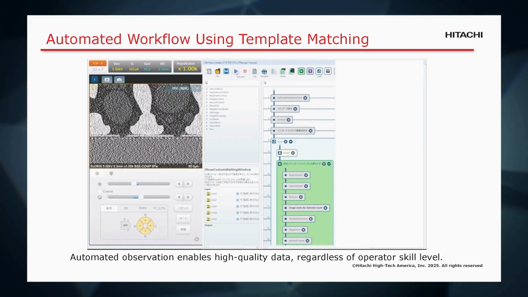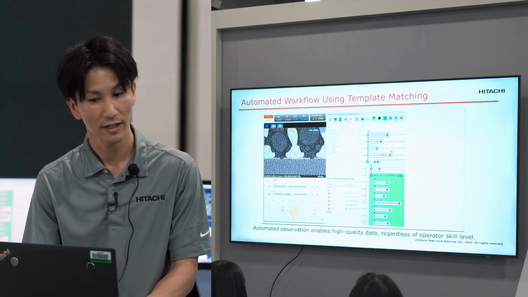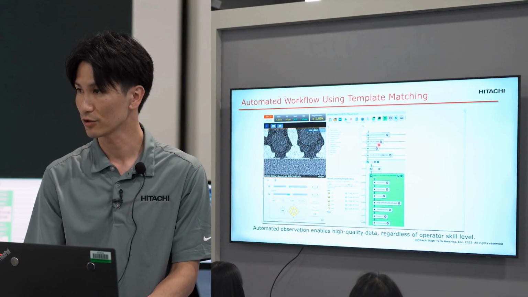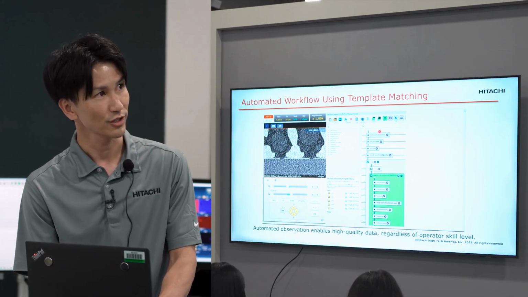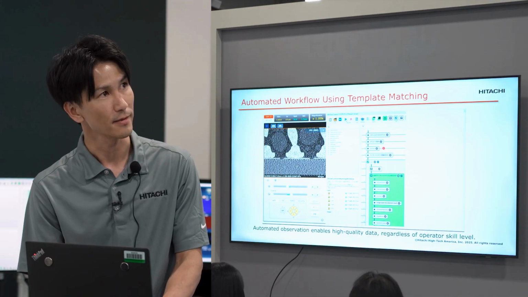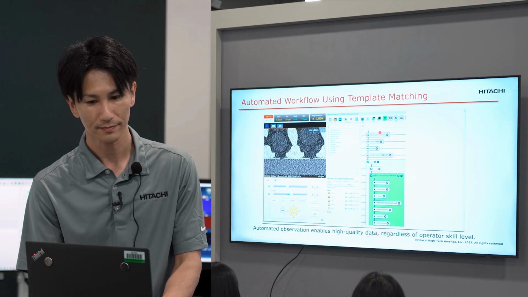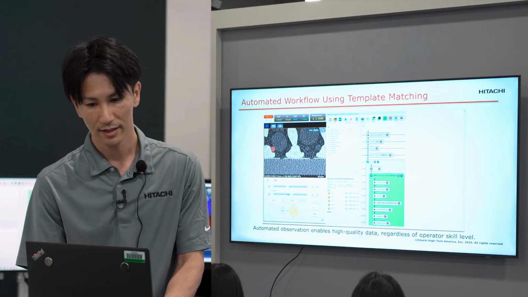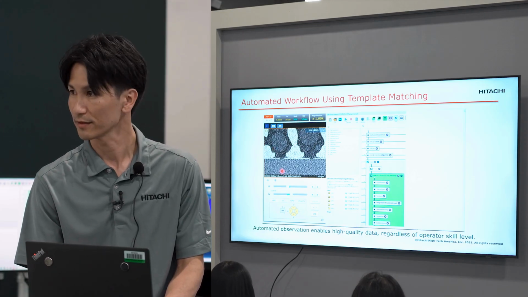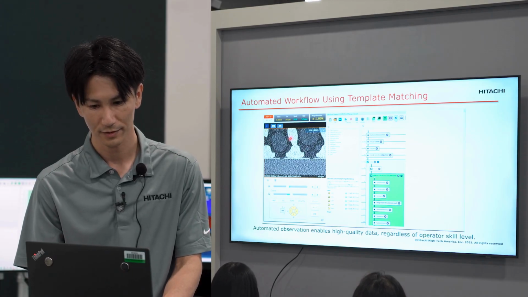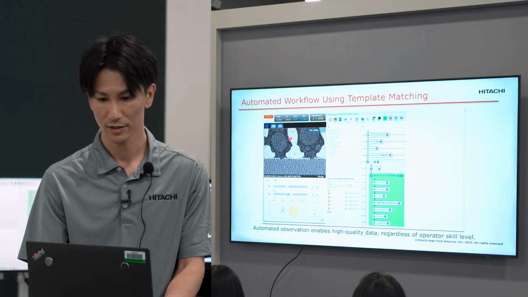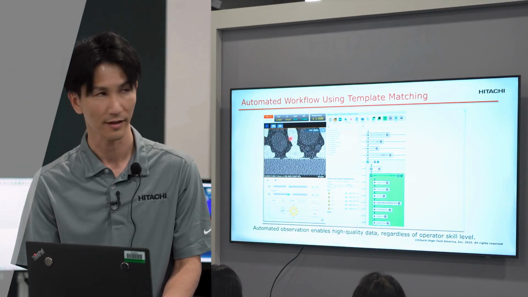Let me show you a workflow using a video. On the right, you can see the user interface of the EM Flow Creator. The flowchart shows each step in the automated workflow. On the left side, you can see the live imaging. Let me start the video. This will capture images at 14 locations automatically.